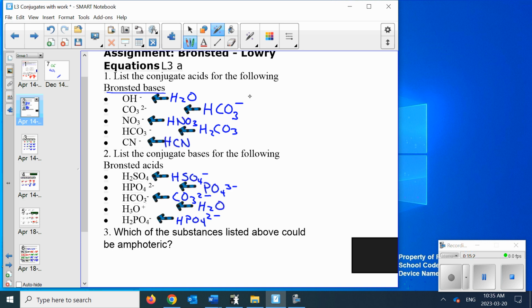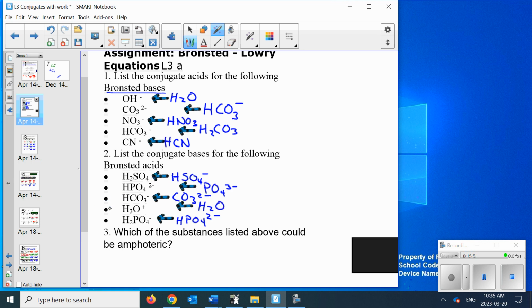Which one? Did I hear CO3? Here it is as a base, but here it is as a base. CO2 could, because it can't donate an H. But that's connected to HCO3, which acts as an acid or a base depending on the scenario, and I'll coach you on that. So HCO3.